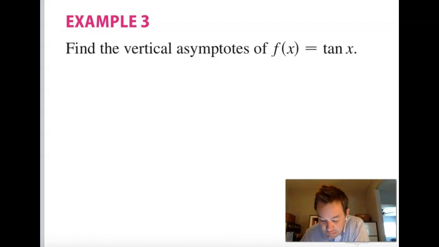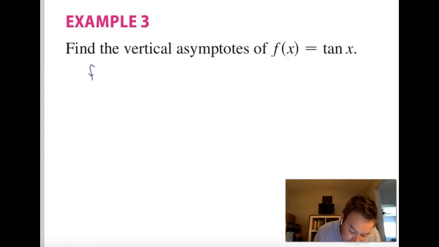Okay, find the vertical asymptotes of f of x equals tangent x. So a little trig here for this one. What we do want to know is that tangent, there's an identity. We can write tangent in terms of sine and cosine. So tangent equals sine x over cosine x. So let me write that out a little bit more explicitly.